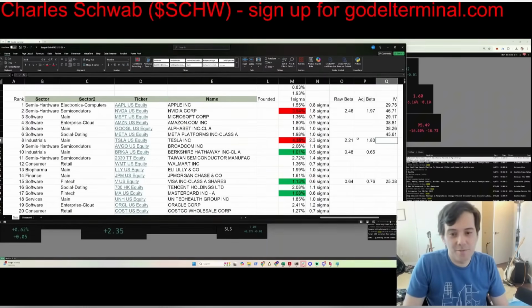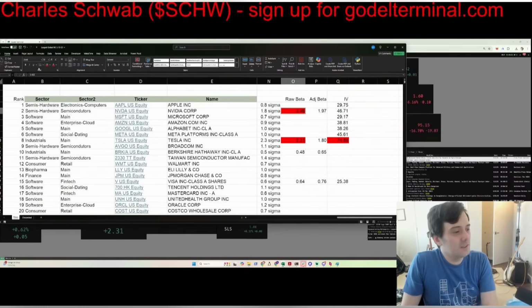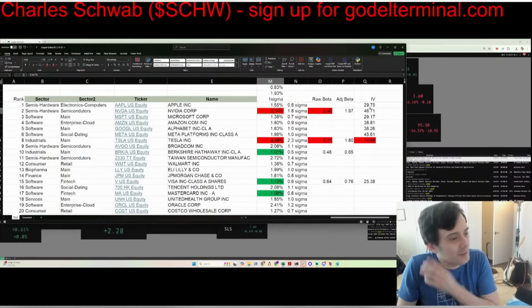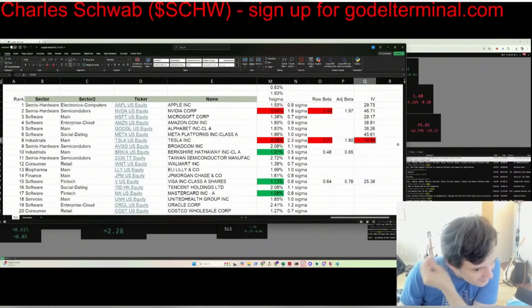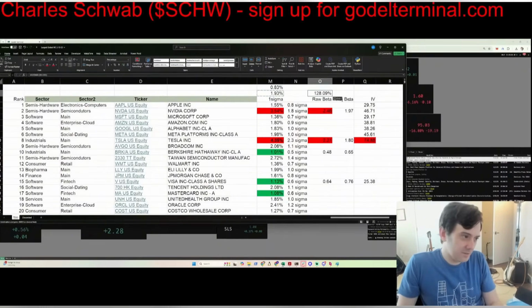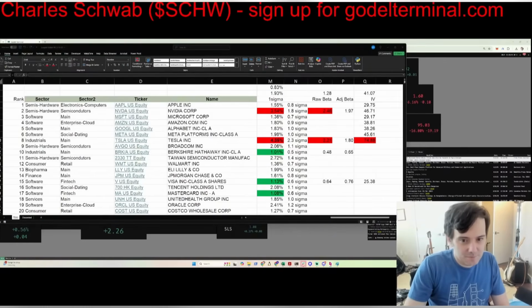And here's the king of the implied vol here. Nvidia's vol is elevated, but it's not as high as Tesla's. Isn't that interesting? It's basically average. I mean, it's above average, but let's keep looking. Yeah, long straddles could work.